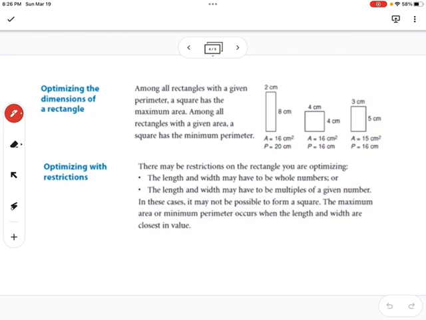Okay, so this is just a summary here. Optimizing the dimensions of a rectangle. If we're using 4 sides, then that means we are creating a square. That's going to maximize the area and minimize the perimeter. Okay, if we're only doing 3 sides, this looks a little different. We end up with a rectangle where the length is equal to double the width.